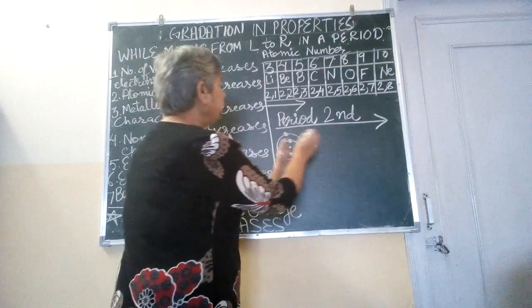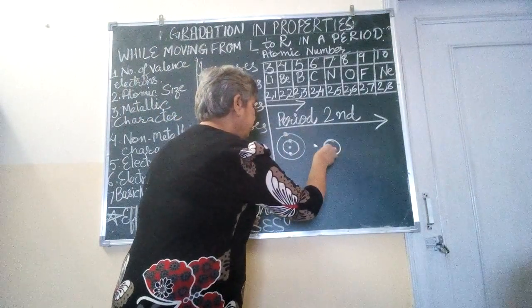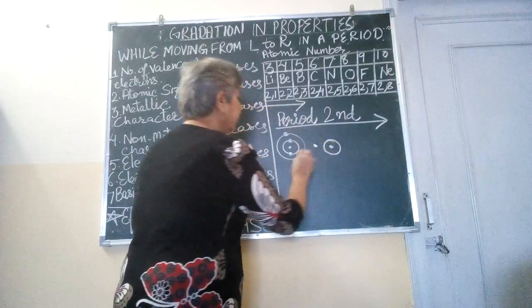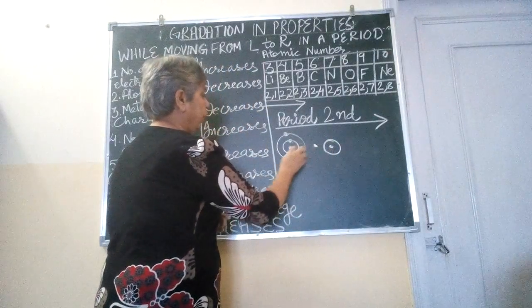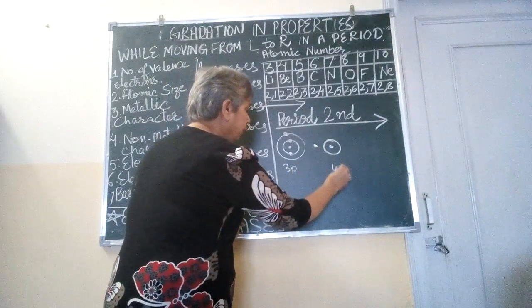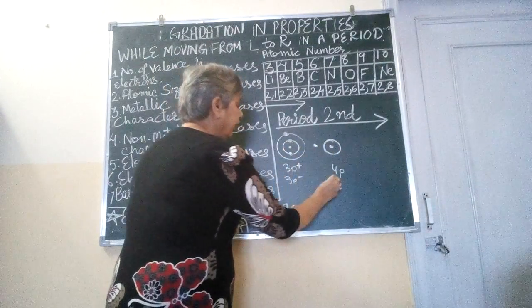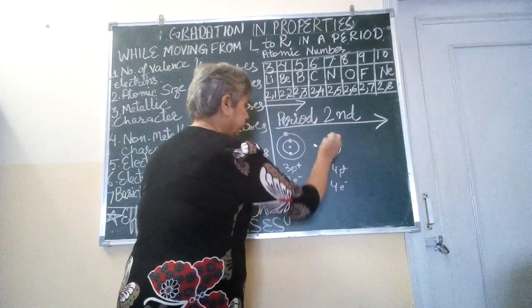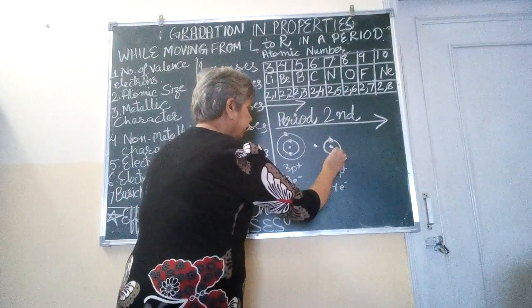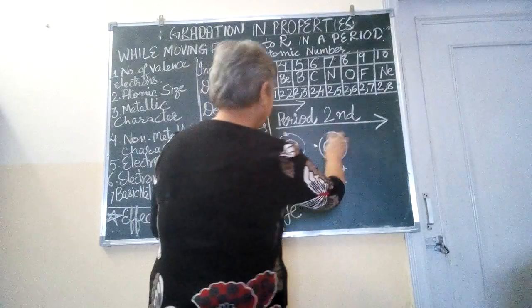Now we come to beryllium, and we see there is a nucleus now with 4 protons. Here 3 protons, here 4 protons, right? Here 3 electrons and here 4 electrons. But the shells remain the same.